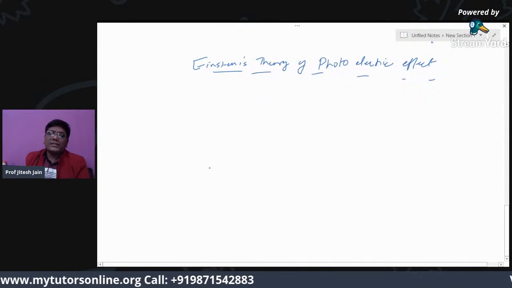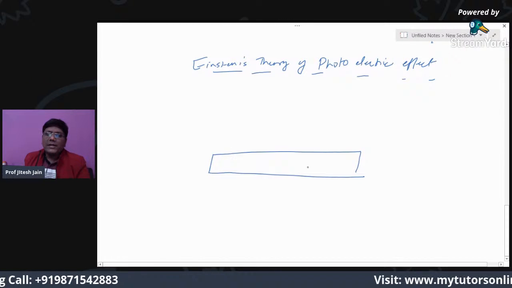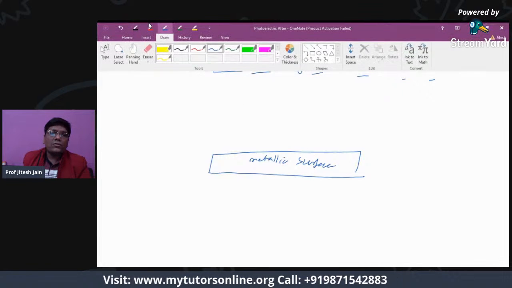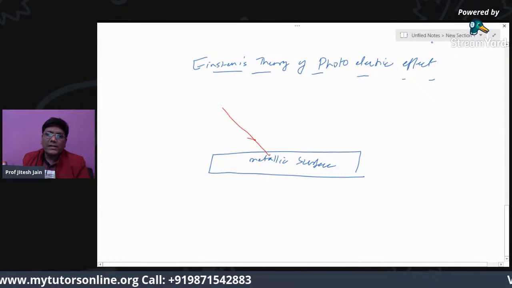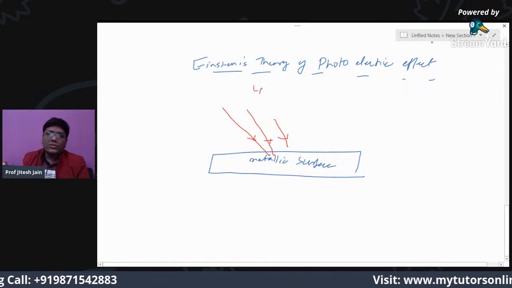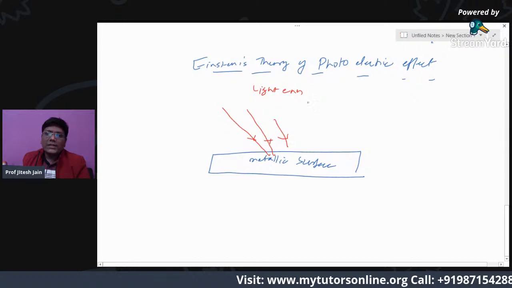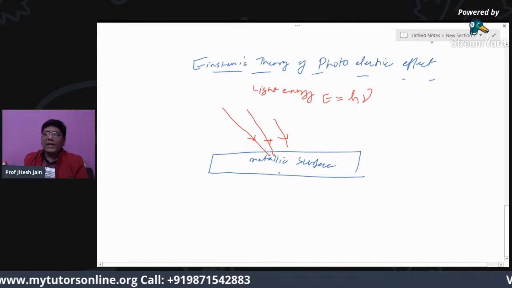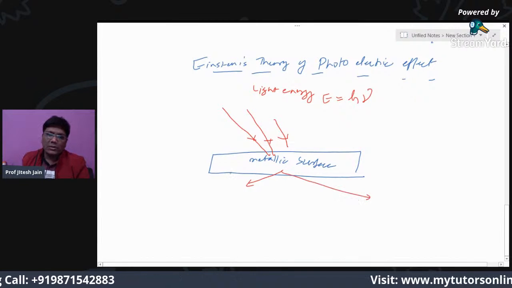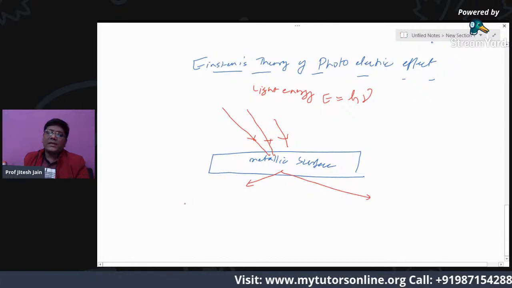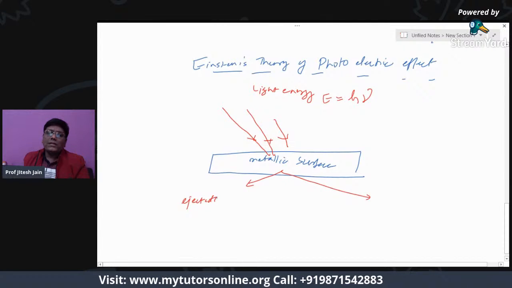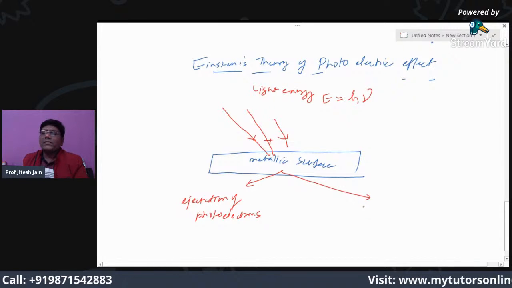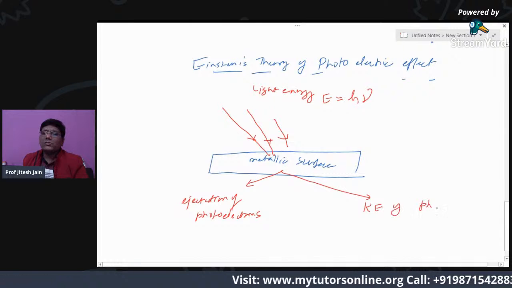So Einstein said what? That this is a metallic surface you have. What is your work? You are going to incident some light energy on this metallic surface. This light energy is, according to Planck, h nu. Now this light energy which you are incident will be divided into two parts, not equal. These two parts are not the same. The first part will be utilized in the ejection of the photoelectrons, and the other part of the energy will be utilized in the kinetic energy of the photoelectrons. Right?